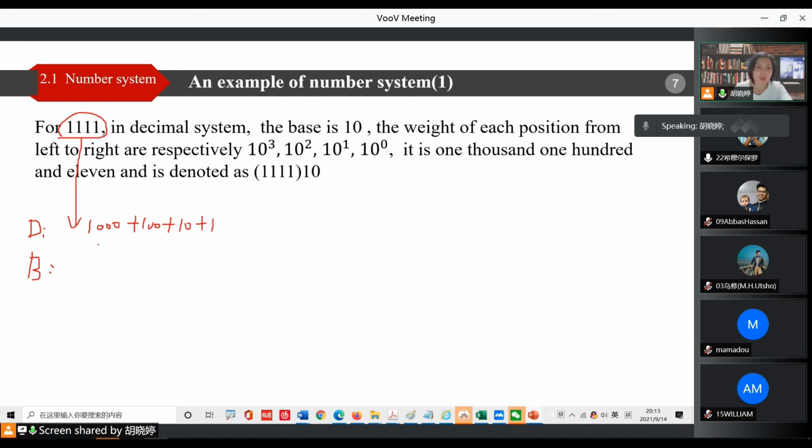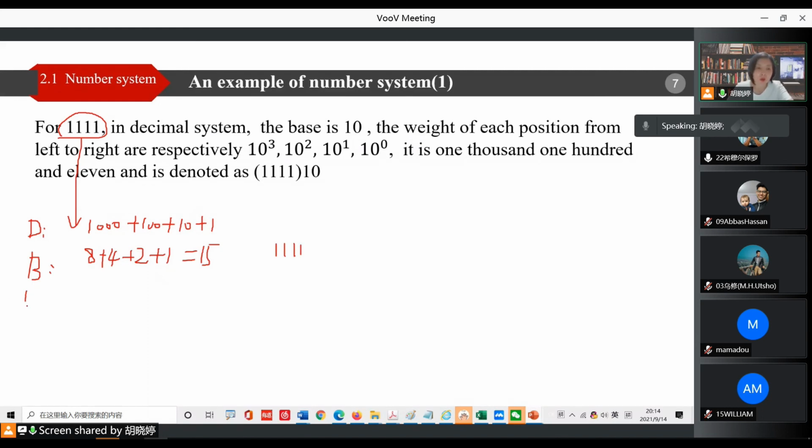If 1111 is the form in the binary system, that form will represent 8 plus 4 plus 2 plus 1, which is 15. So that means 1111 in the binary system represents 15 in the decimal system.